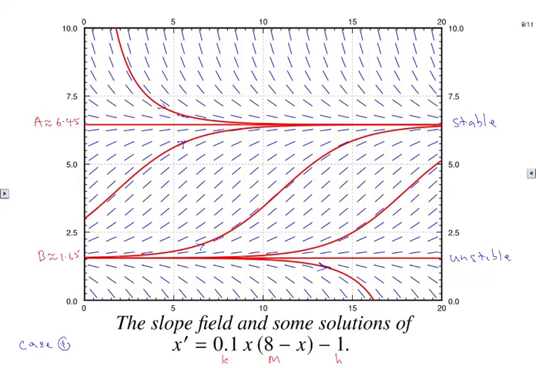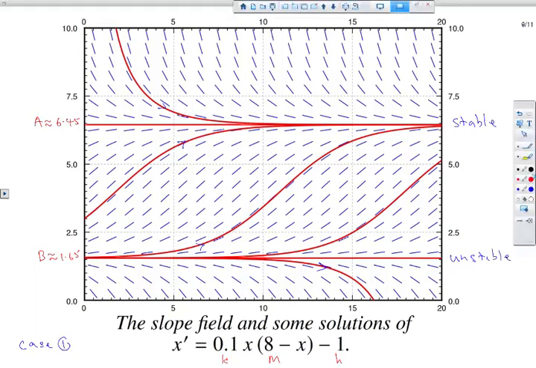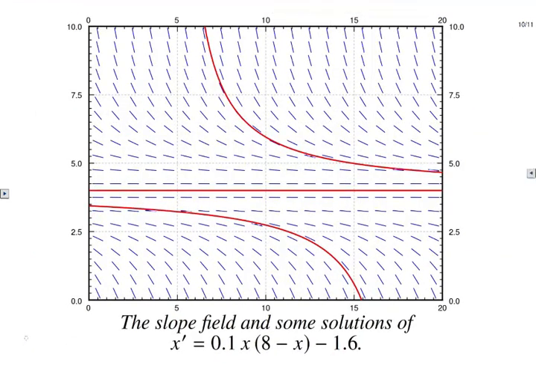One is stable, one is unstable. In this situation, there are two distinct real critical points. So let's look at the next case. This is case number 2.